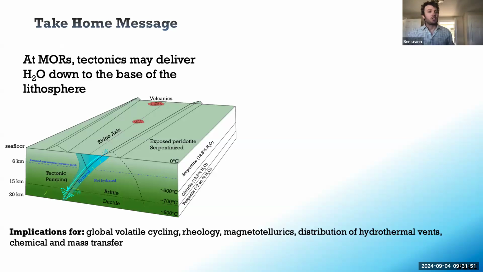And so the take-home message here is really that at mid-ocean ridges, tectonics can deliver water down to the base of the lithosphere through these translithospheric detachment faults. And this is going to have implications for the rheology of plates at the ridge axis, for understanding the geodynamic processes going on, and for understanding the geophysical processes going on as well.